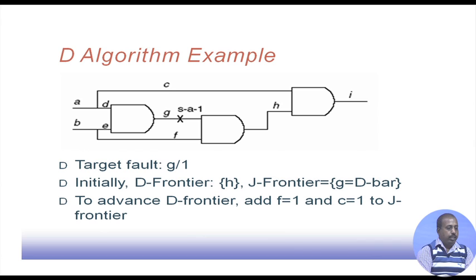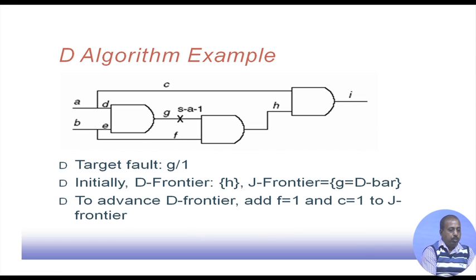Now, let us try out another circuit, where in this case we are trying to find G stuck at 1. Initially, the D frontier contains H because this gate has D as input and the output of H is X. So, the D frontier is H, and the J frontier has this gate. So, the J frontier will have G equal to D bar. This gate has to be justified.